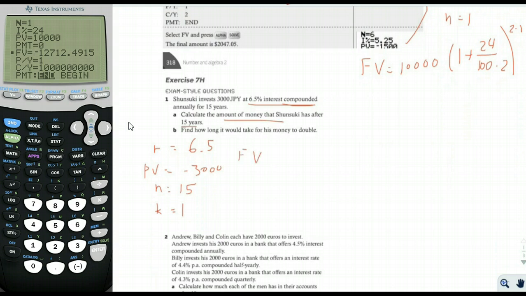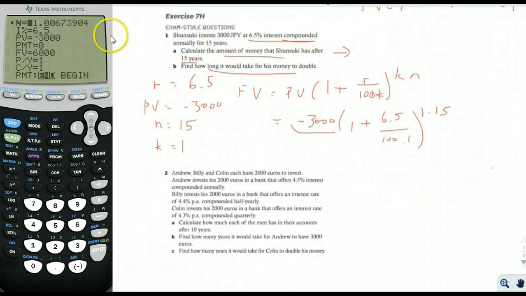So let's write down the formula. Future value equals present value times 1 plus R over 100k, to the power of kn. So let's see what we know. We know present value is 3,000. We know that R is 6.5. K is 1. And N is 15.